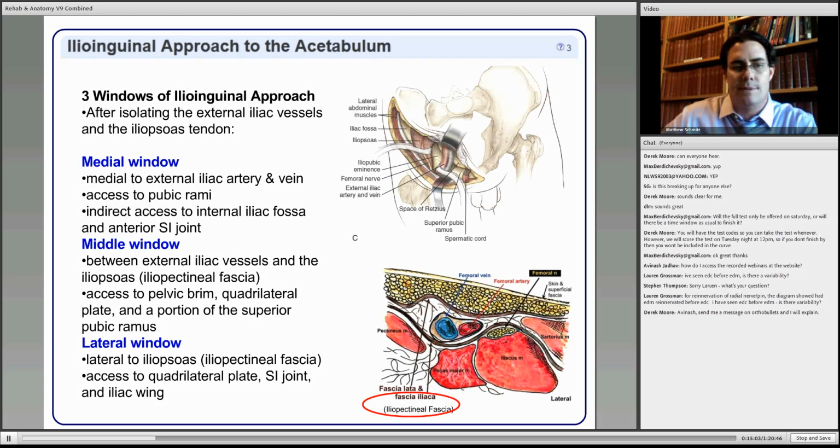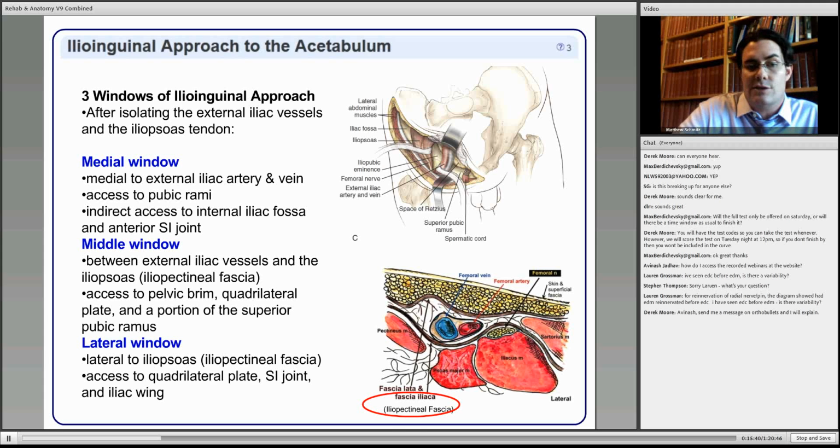The middle window is between your external iliac vessels and the iliopsoas. The way you dissect that is you have to go through what's called the iliopectineal fascia. That gives you access to the pelvic brim, your quadrilateral plate, and a portion of the superior pubic ramus. Then lateral to your iliopsoas and subsequently the iliopectineal fascia is the lateral window. That again gives you access to your quadrilateral plate, SI joint, and iliac wing. So the question they're asking here is what separates the vessels from that lateral muscle group, or the iliopsoas? And the answer is the iliopectineal fascia.